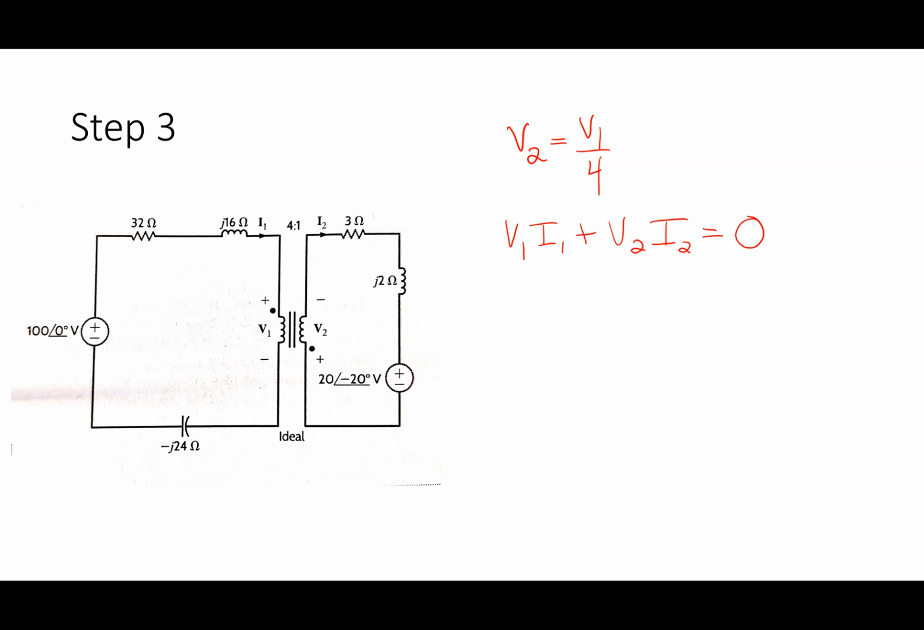Okay. I want to get the current relationship in this step. So what should I do? I plug V2 in. So I basically have V1 I1 plus V1 over 4 times I2 equals 0, right? So the V1s cancel out, and I get that I1 equals negative I2 over 4, right? So I have V1, I guess I'll write it this way, V1 equals 4 V2. And again, it all assumes the polarities that I've got written right here.